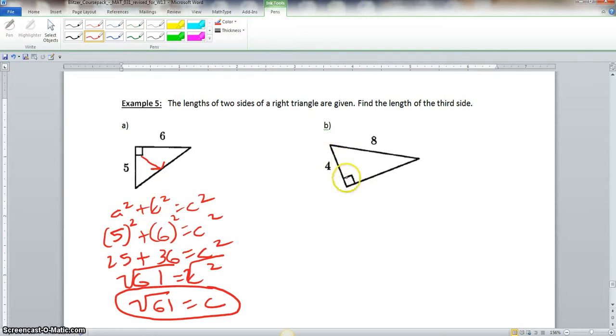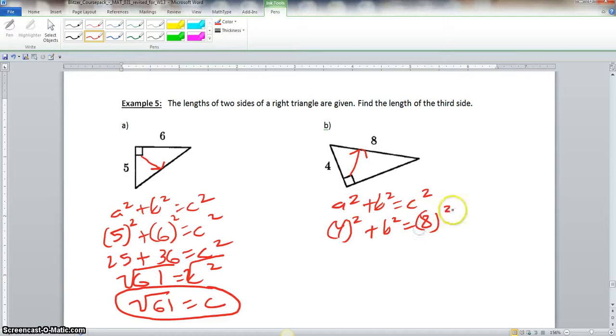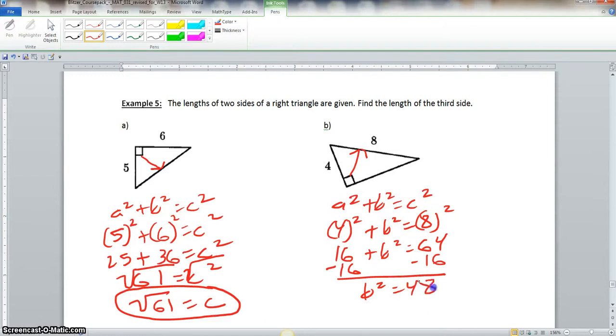Now we go here to b. If you notice here, we have the hypotenuse and we have a leg, but we're missing a leg. So we have a squared plus b squared equals c squared. We could let 4 be a. We don't know what b is, and c is 8. So we have 16 plus b squared equals 64. So we subtract 16 on both sides, and we'll have b squared is equal to 48.